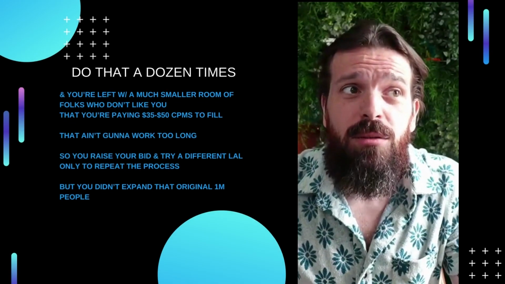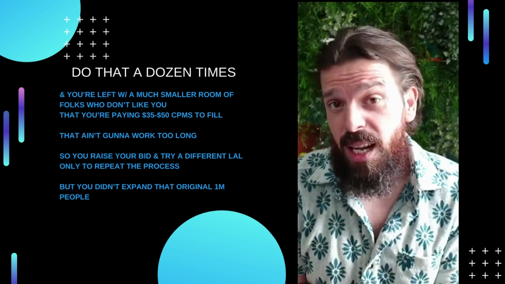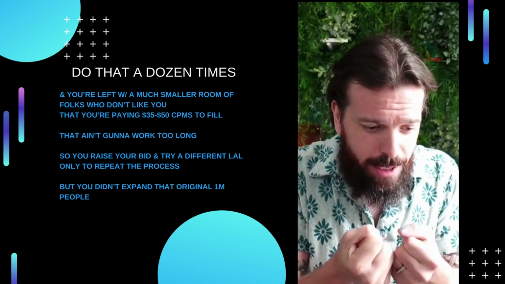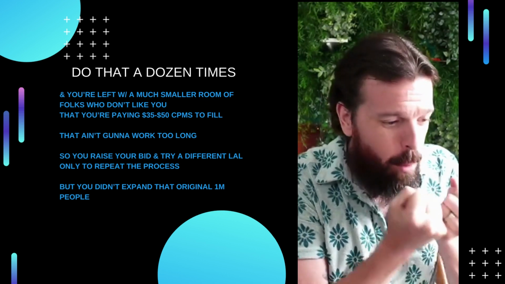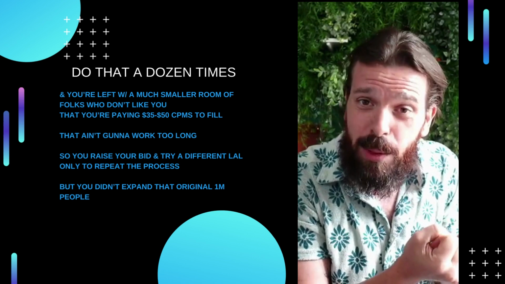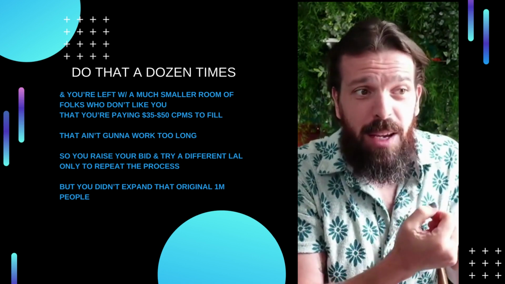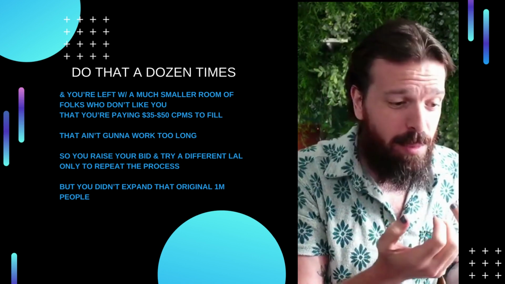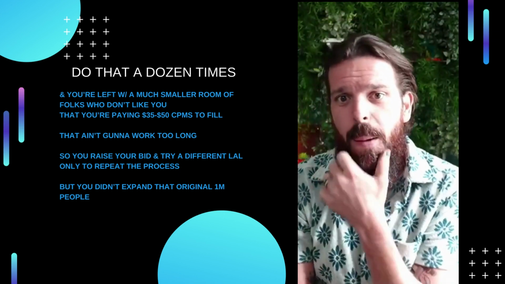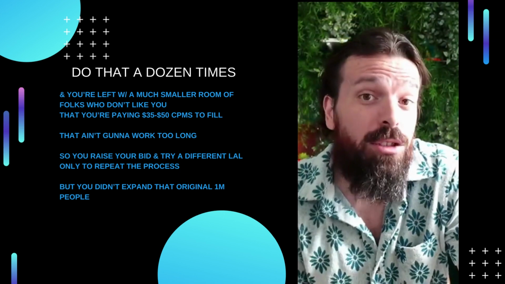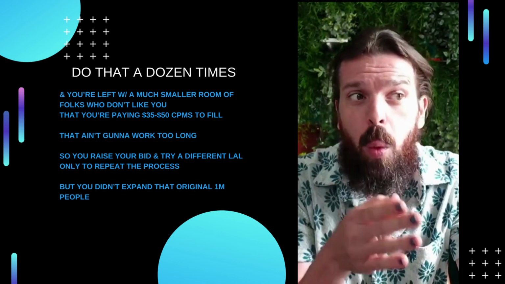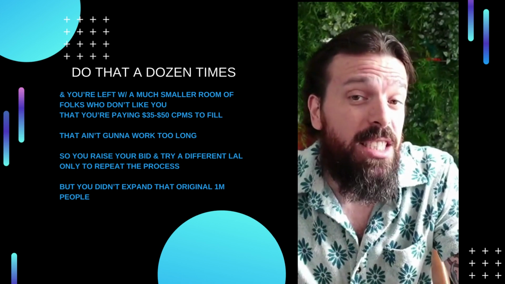Now, let's do that a dozen times. Set up a nightclub, drain it of all the money, piss off everybody else, open up next door. Do the same thing, only to a few less people. That 1 million might become 800 grand, and that 1,000 maybe drops down to 500. And you do that over and over and over again. Well, you're left with a much smaller room, and now you're paying CPMs of 20, 30, 40, 50, $60.